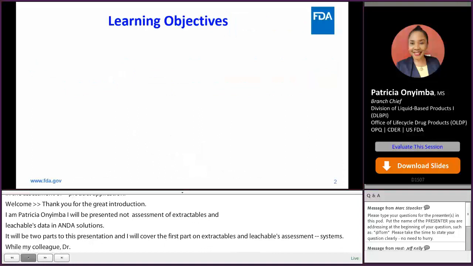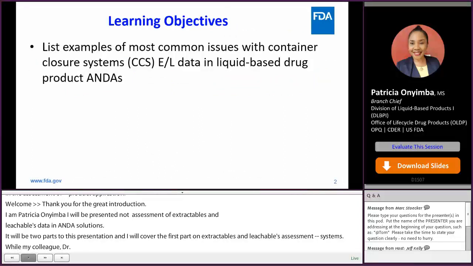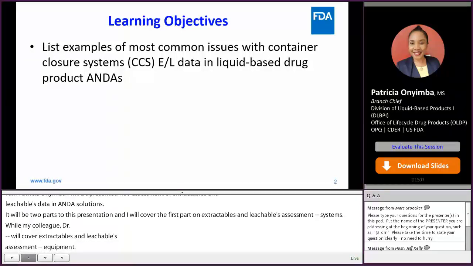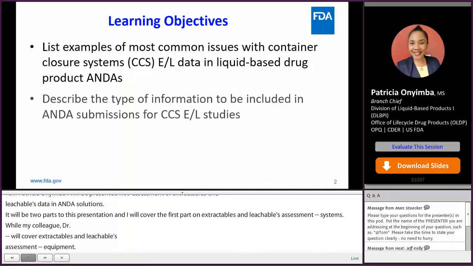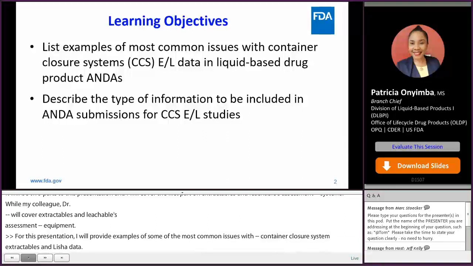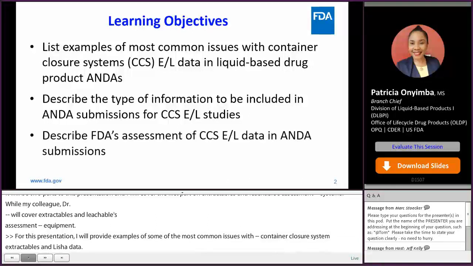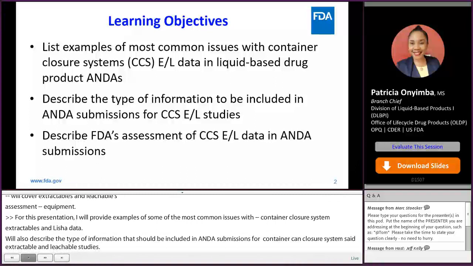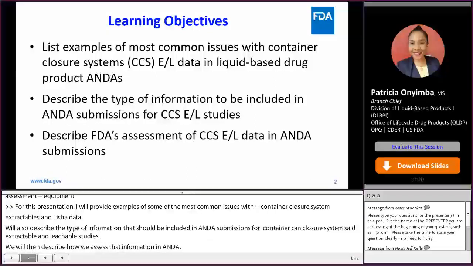For this presentation, I will provide examples of some of the most common issues we see during assessment of container closure systems, extractables, and leachables data in ANDAs. I'll also describe the type of information that should be included in ANDA submissions for container closure systems, extractables, and leachable studies, and will then describe how we assess that information in ANDAs. Throughout this presentation, I may refer to extractables and leachables as EL and container closure systems as CCS.